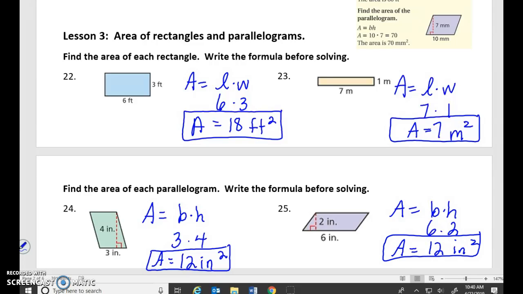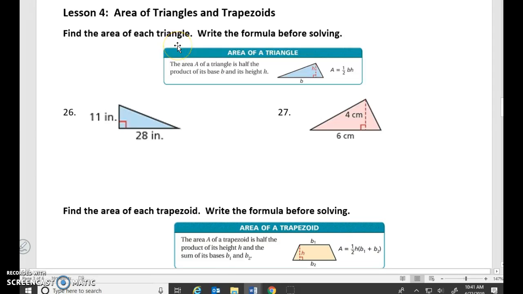Okay, let's do lesson 4. I'm still doing area, but now these are trapezoids. So I have to write triangles. Later, after this is trapezoid. Okay, so what is the formula for area of a triangle?